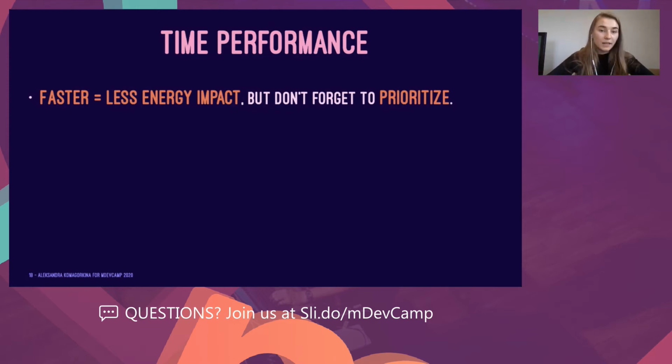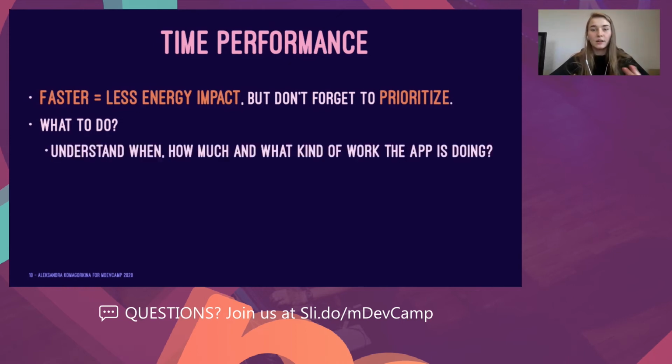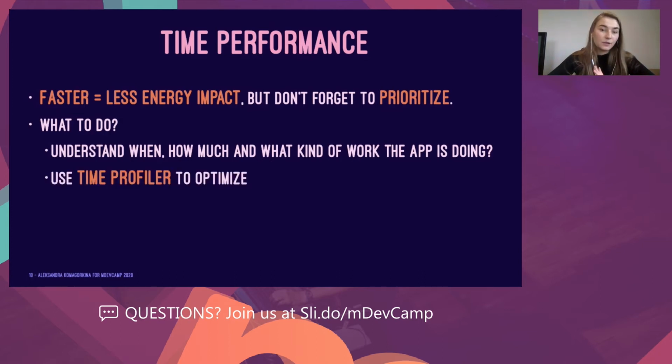So when you think about time, you just do it faster, and you don't forget to prioritize. If you talk about anything which you want to try to improve, you should first determine the most important aspect that you want to improve. You should understand how, when, how much, and what kind of work your app is doing. Then you point to this. You can use Time Profiler to optimize.